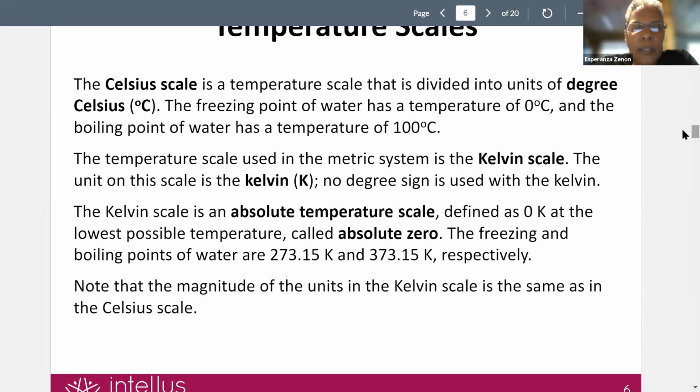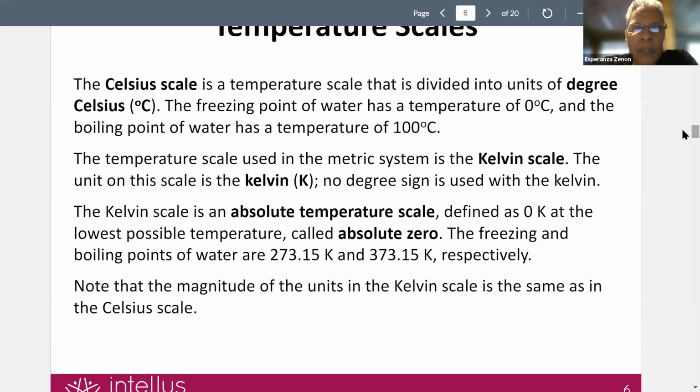So on this Kelvin scale, the scale where we take absolute zero as 0 Kelvin, there's a connection between the boiling point and freezing point in Kelvin and in degrees Celsius. The way you get that temperature, you can easily see, is to add 273.15. So 273.15 Kelvin is the freezing point, and 373.15 Kelvin is the boiling point.